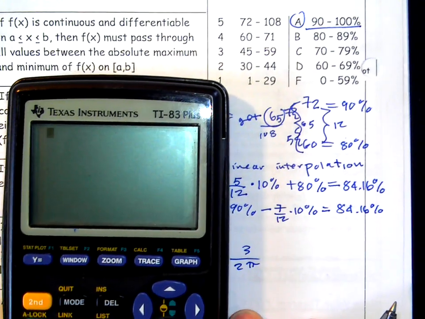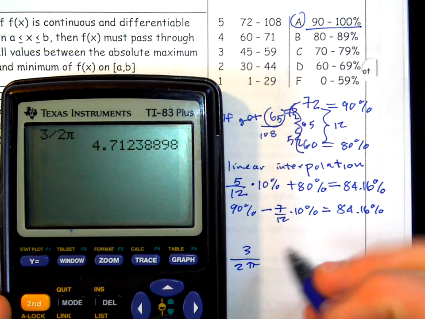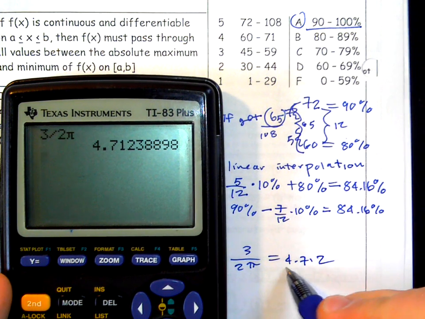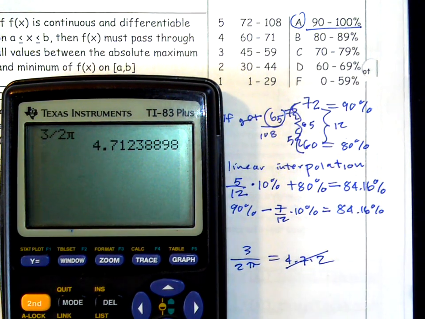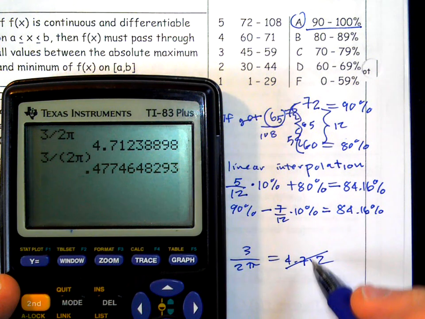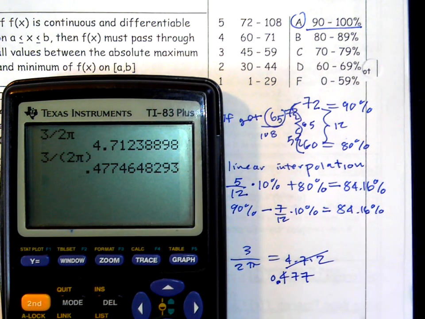And so on his calculator, he did 3 divided by 2 pi, and he got 4.712. But that's wrong, because your calculator is not enforcing parentheses around the 2 pi. It's doing things left to right. It thinks that you want to divide by 2 and then multiply by pi. It should have been 3 divided by (2 pi) in parentheses, which is a different answer, 0.477. Anyways, shout out to Philip for getting so close.